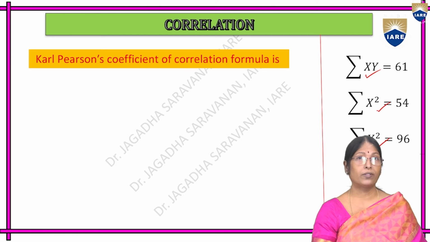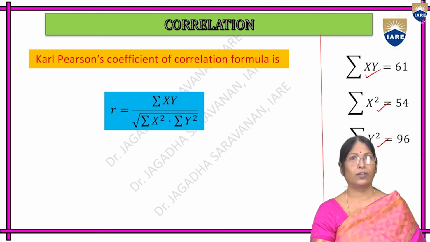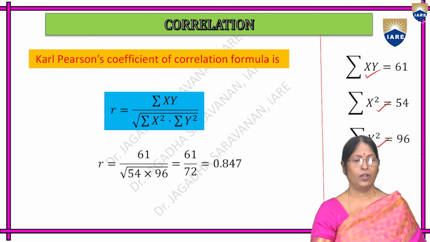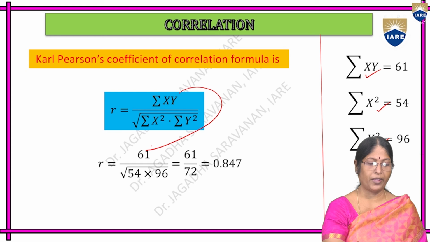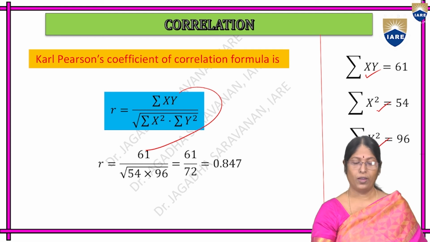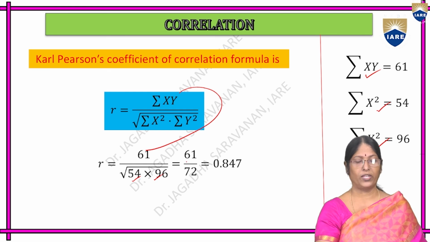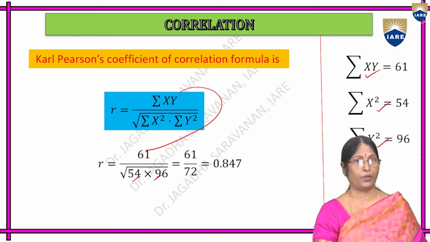So the Pearson's coefficient of correlation formula is r equals summation XY divided by the square root of summation X square into summation Y square. What are the values we obtained? 61 divided by the square root of 54 into 96. So 61 divided by 72 is nothing but 0.847.